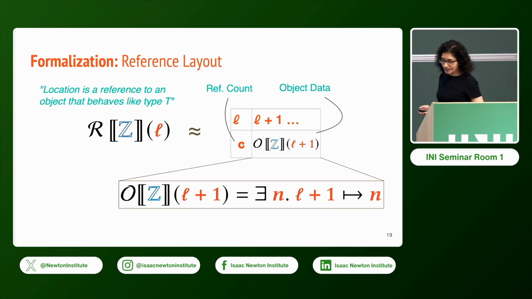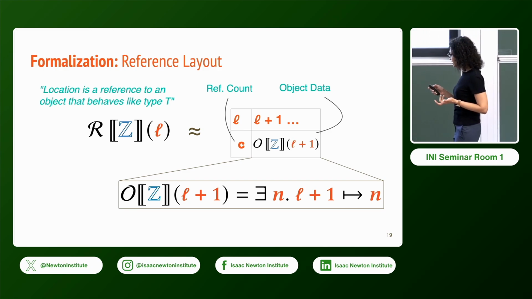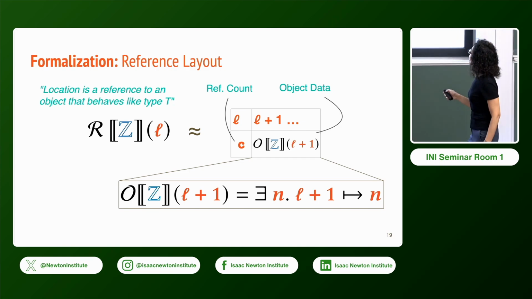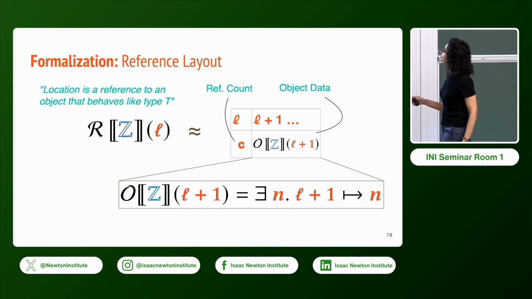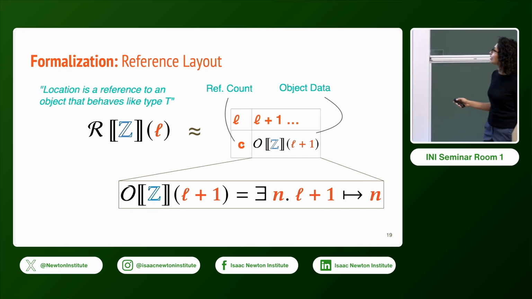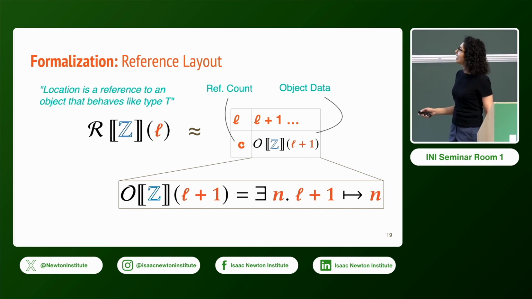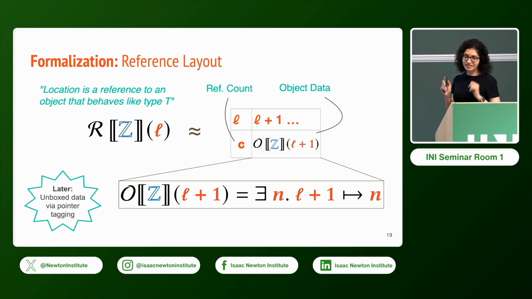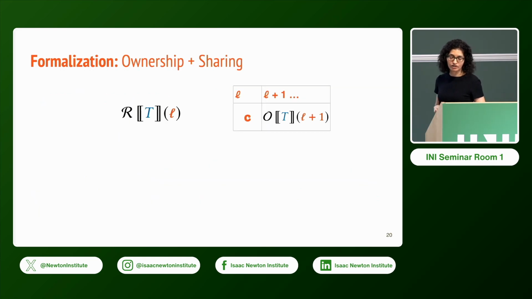Okay, so if I make that T an actual int, then we can dive further and say, so now I have a reference to an integer. And right here, I have the reference count for that object, and here I just have the actual object, which will be nothing more than a number. So this basically says at location L+1, I have an integer, which means that L+1 points to some number n in separation logic. Okay, so references are just reference counts and object payload. Later I can talk about unboxed data, but through most of the talk I'm going to talk about boxed values.